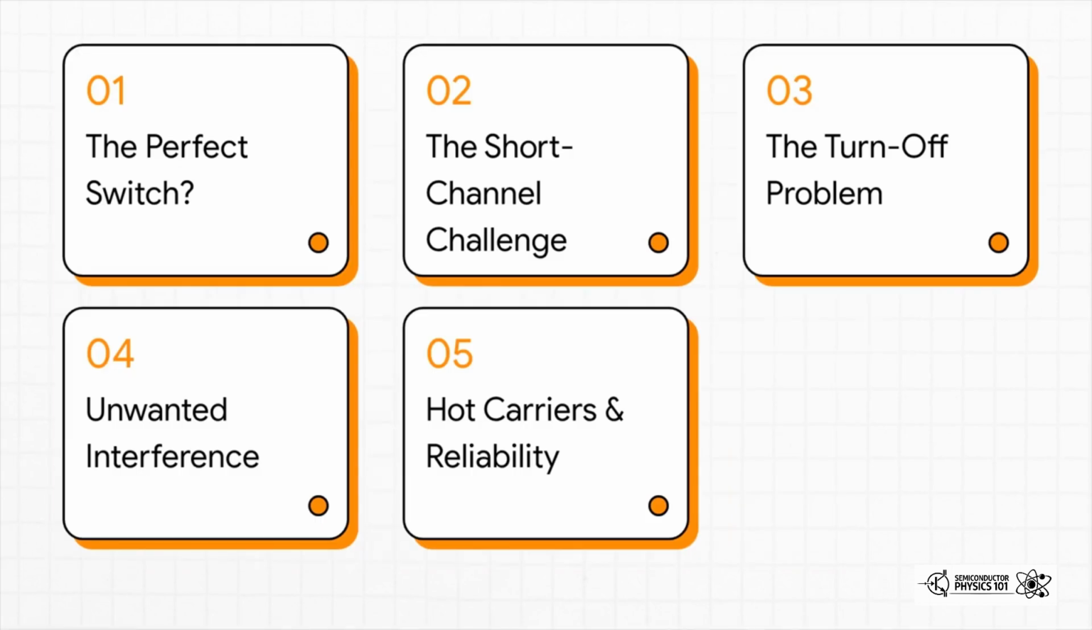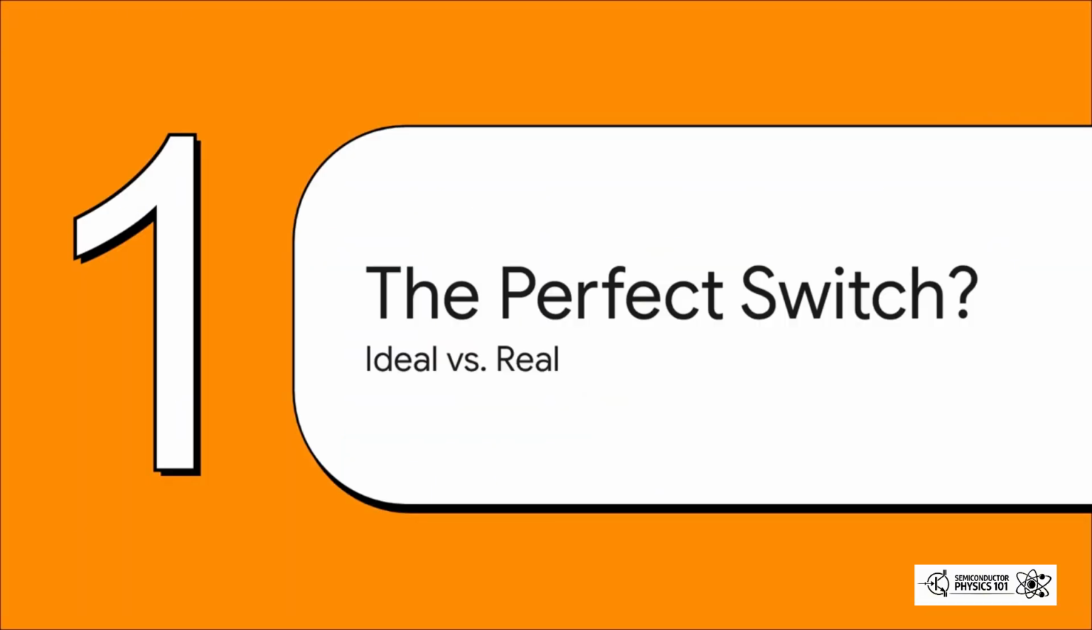Okay, so here's our game plan for this explainer. We're going to start by looking at the ideal transistor. Then we'll see what happens when we shrink it way, way down. We'll find out why they have such a hard time turning all the way off, how they start messing with each other, and finally, we'll get into the serious long-term damage caused by something called hot carriers. So let's ask that question again. Is the transistor a perfect switch?